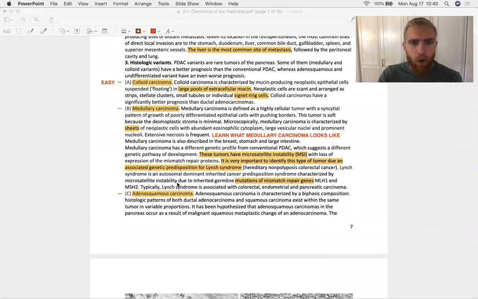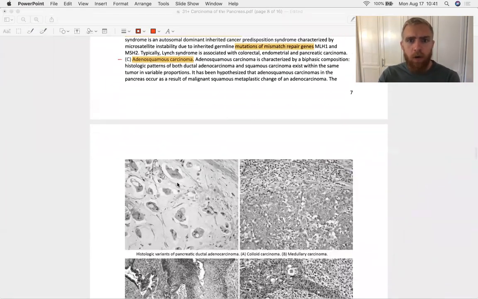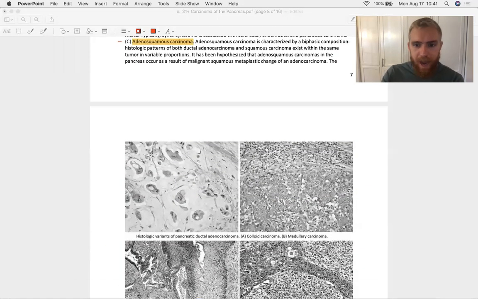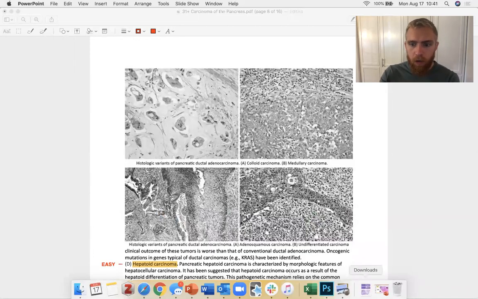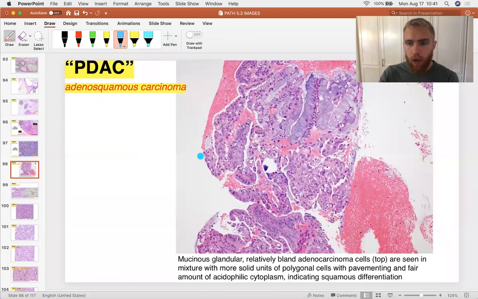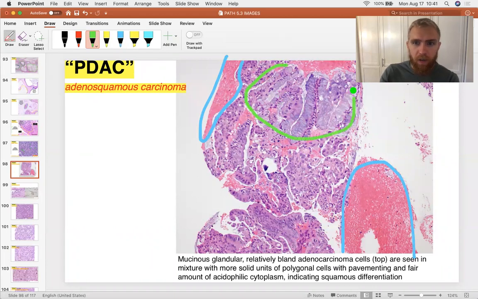What else do we have? We've got the adenosquamous carcinoma, which has a biphasic composition, but there's nothing specific they can ask you about the adenosquamous carcinoma, so I don't think they'll waste a question on that. Here is a good example of one having both the squamous phase in that bright eosinophilic pink and the glandular phase that I'll circle in green, very clearly glandular. So it's going to have both of those tissue types within it.